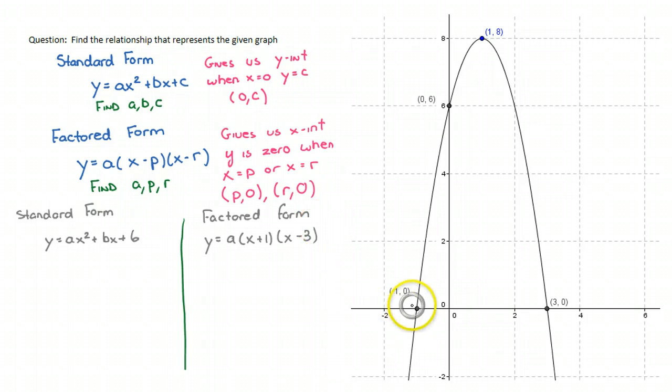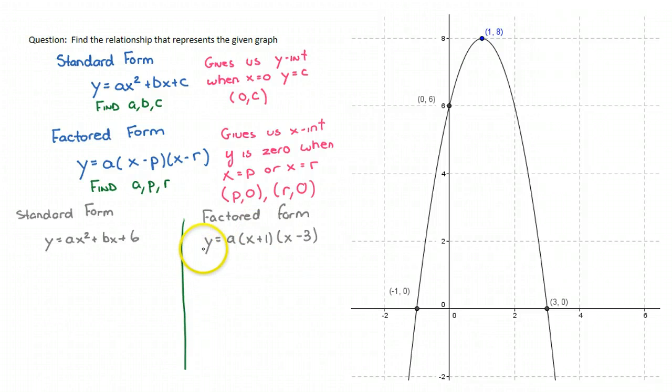notice if we have a root at -1, 0, it's going to be x plus 1. My other root is 3, 0, so my other binomial is x minus 3, because if I put in 3 into this, it goes to 0. If I put in -1 into this, it goes to 0. Notice all that I'm left to solve for is a. So if I use standard form, I have 2 unknowns to figure out. If I use factored form, I have 1 unknown to figure out. So either form is fine, but by picking one form over the other, often you have to do less work.